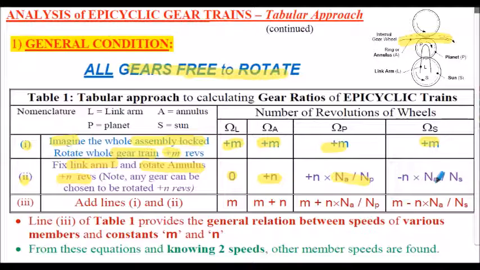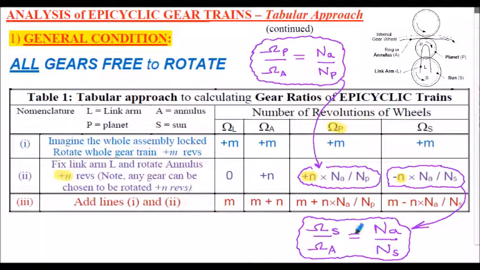And in the last cell here on the second row, I'm now considering the speed of the sun relative to the speed of the annulus. And again, this expression here, if I go to this slide, is just showing you that the speed of the sun over the speed of the annulus is the number of teeth on the annulus divided by the number of teeth on the sun.